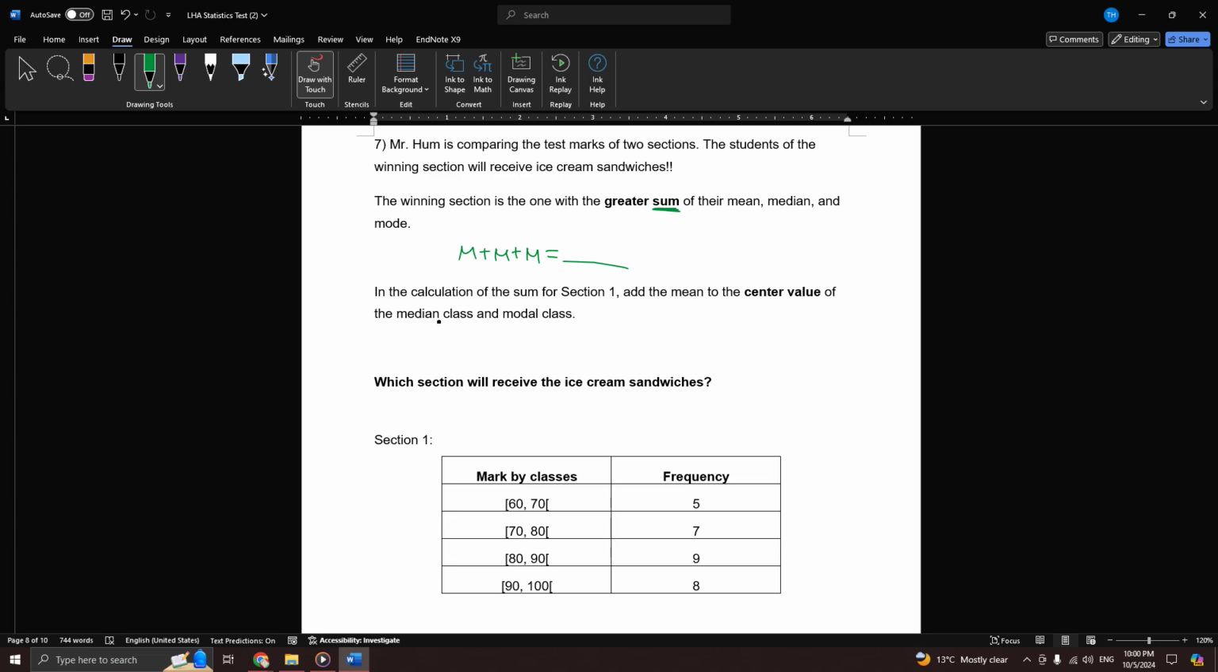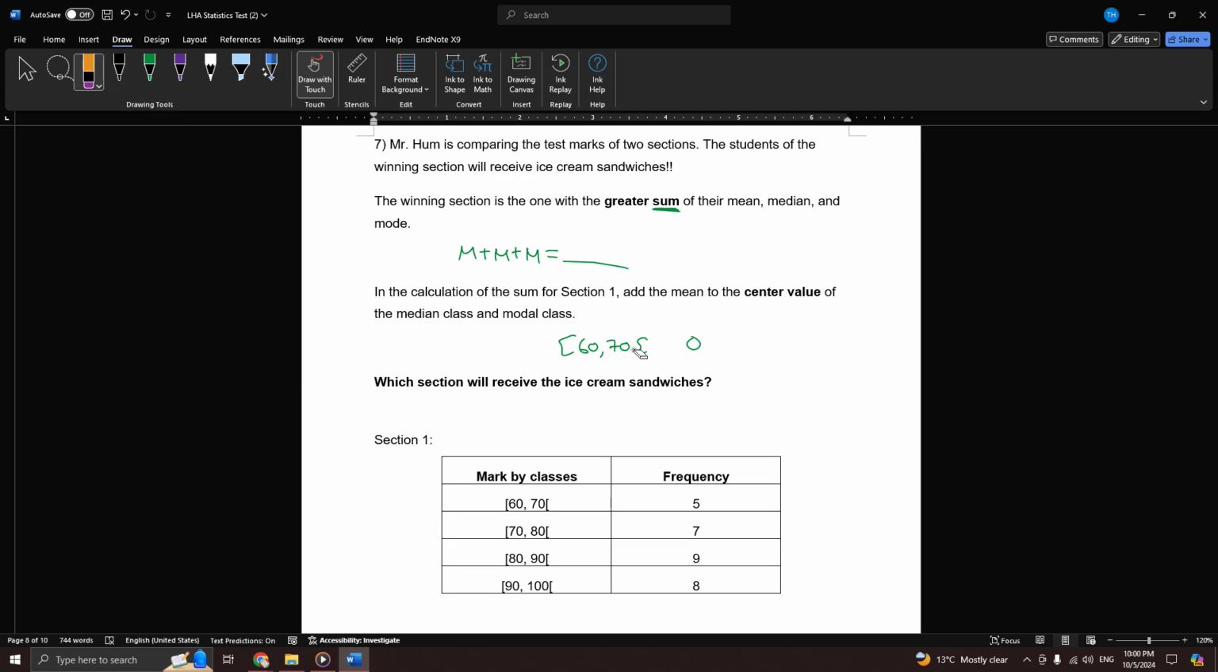Now, obviously, if we're dealing with classes like these ones, we have intervals. Okay, we can't add intervals to numbers, right? We can't say 60 to 70 plus 50. This does not make any sense whatsoever. It's not a number plus a number. It's like a weird class plus a number.